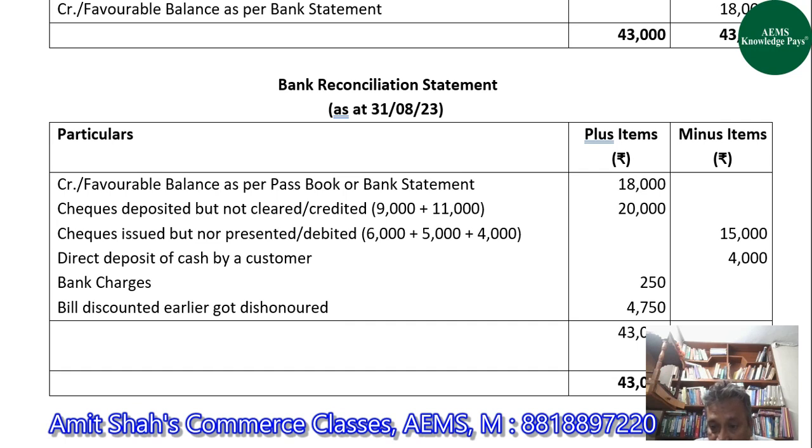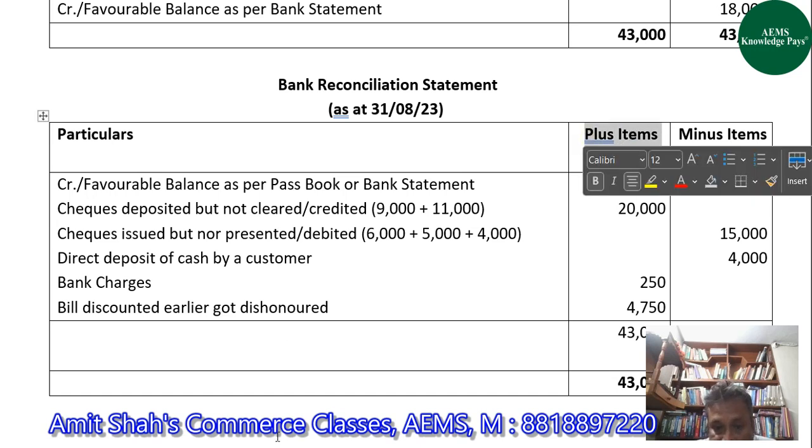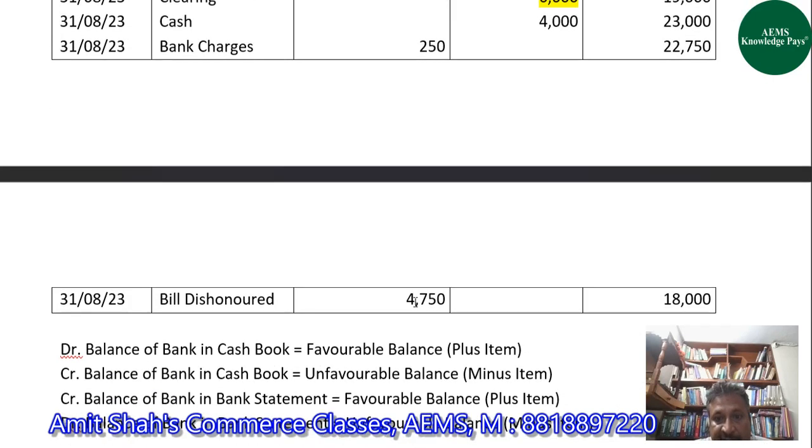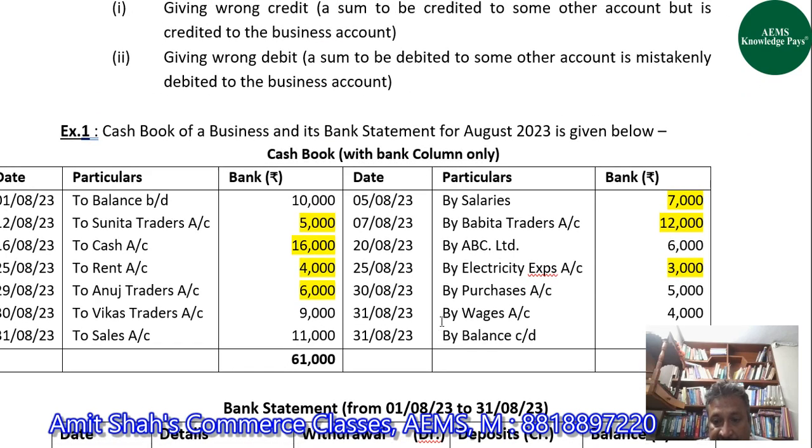Now, since this 24,000 is coming in the minus item because plus item total is more than the minus item total, it means this 24,000 actually representing the plus column. And because of this, 24,000 is considered as the plus balance, that is favorable balance or debit balance in our cash book. So debit or favorable balance as per cash book is rupees 24,000. And that is what is the case, guys. Here, the balance in cash book is 24,000 rupees on 31st August 2023.